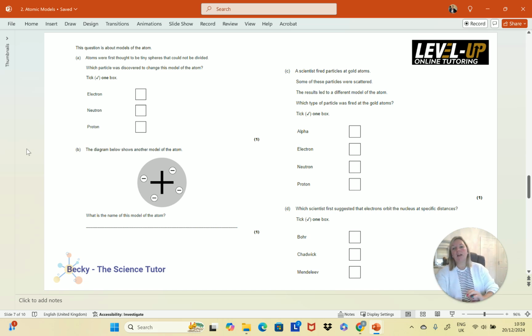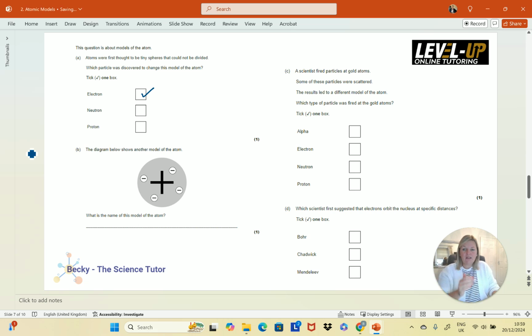Okay, so if we have a look at the first one, atoms were first thought to be tiny spheres that could not be divided. Which particle was discovered to change that model? So how did we go from tiny spheres into the plum pudding? We discovered electrons. And with questions like this, just be very careful that it says tick one box.